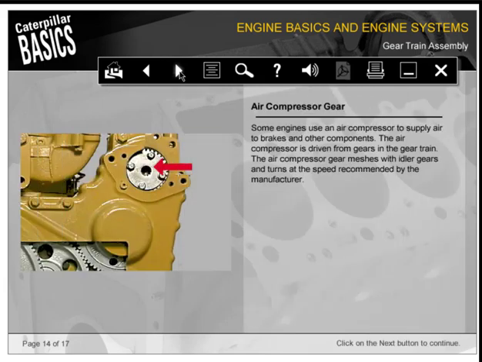Some engines use an air compressor to supply air to brakes and other components. The air compressor is driven from gears in the gear train. The air compressor gear meshes with idler gears and turns at the speed recommended by the manufacturer.